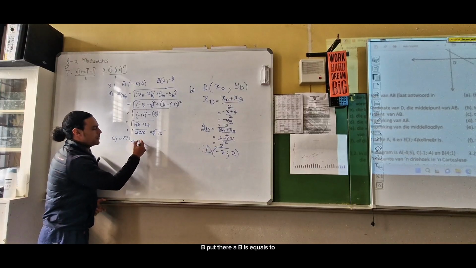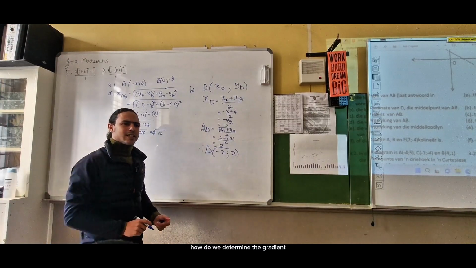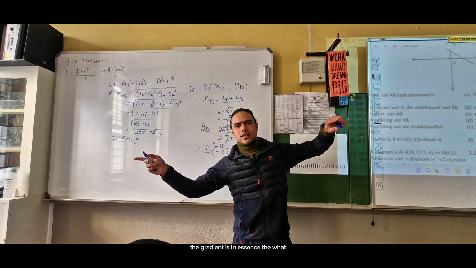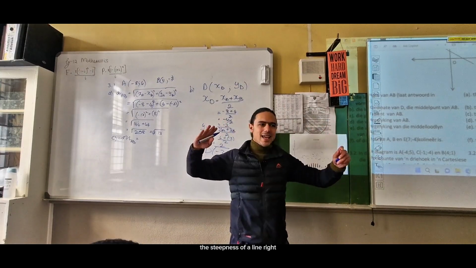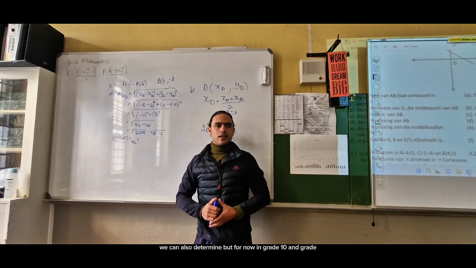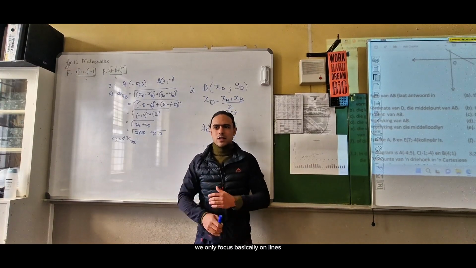We write m subscript AB is equal to... how do we determine the gradient? The gradient is in essence the steepness of a line, right? In grade 10, we focus basically on lines.